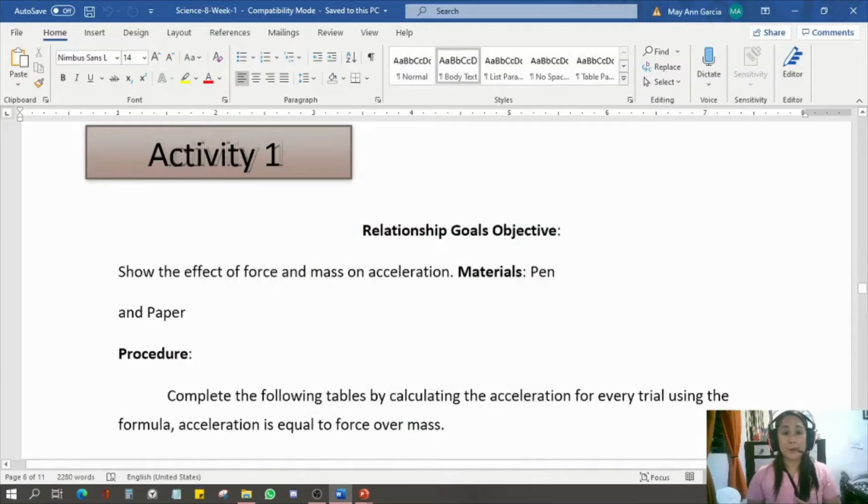So let us perform an activity entitled Relationship Goal. The objective of this activity is to show the effect of force and mass on acceleration. For this activity, you will be using a pen and a paper. The procedure is to complete the following tables by calculating the acceleration for every trial using the formula acceleration is equal to force over mass. So all you need to do is to divide force by mass for you to be able to get acceleration.